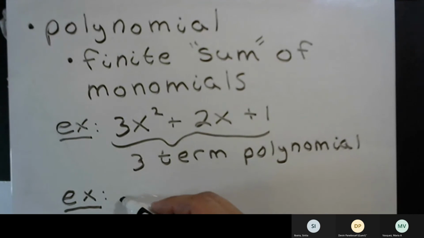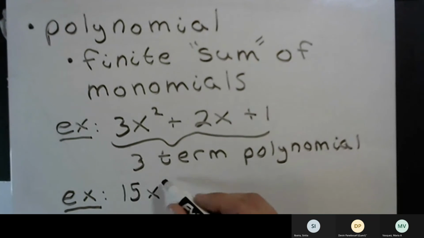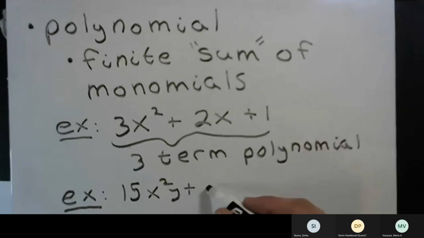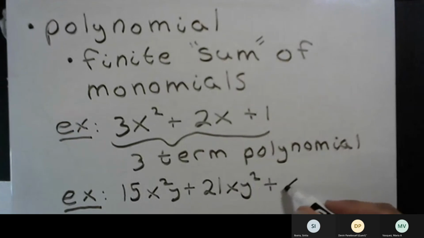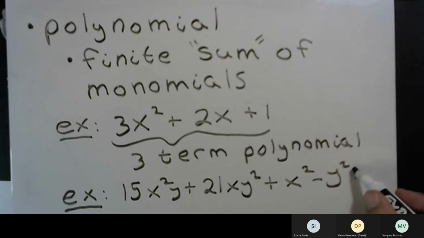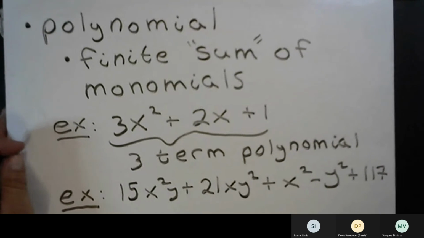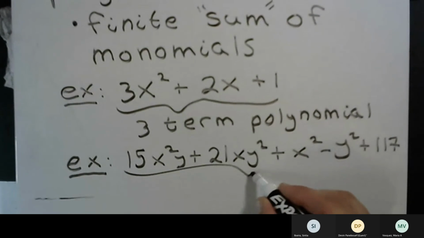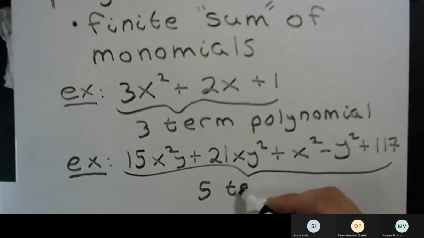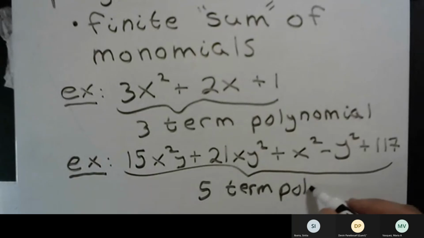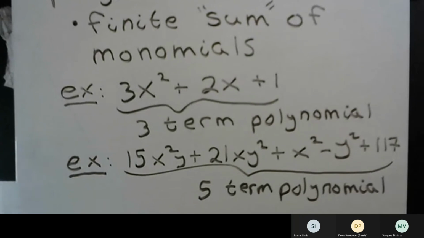And you could see something like this. This is a 5-term polynomial. So questions about that?